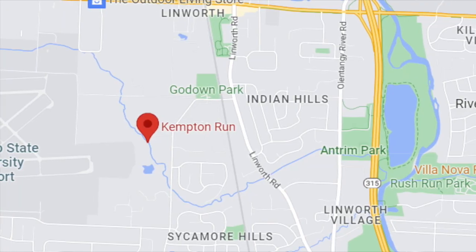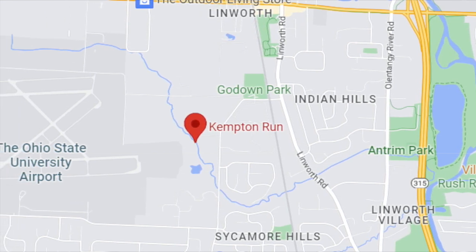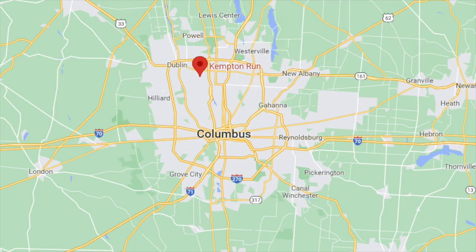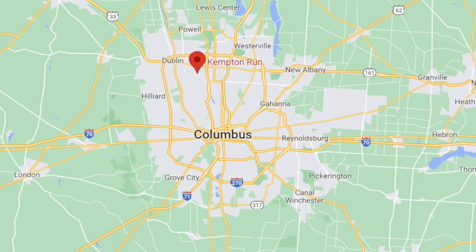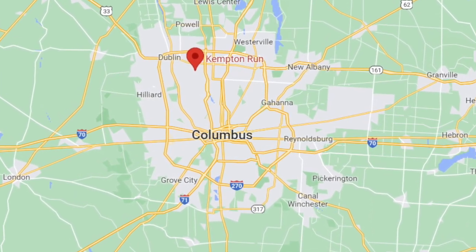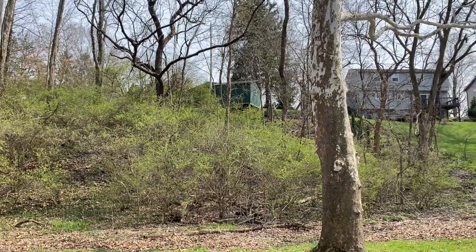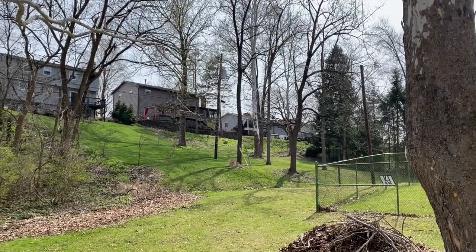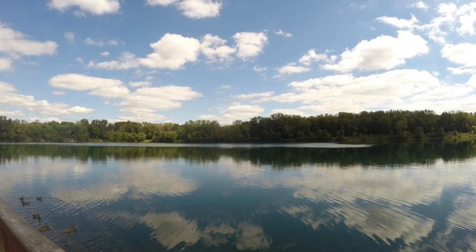For our mini documentary assignment, we chose to focus on Kempton Run, which is a small stream found in Franklin County, Ohio, that is a tributary to the Olentangy River. Kempton Run is vital to its surrounding ecosystem as it drains approximately 1.5 square miles of land throughout Franklin County. The stream runs through popular recreational areas such as Indian Hills Swim Club, Sycamore Hills Swim Club, and Antrim Lake Park, and it's surrounded by houses.